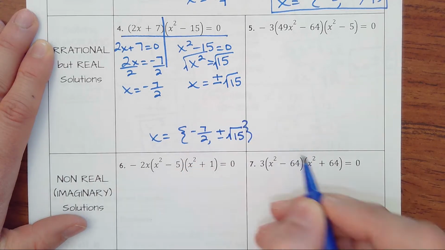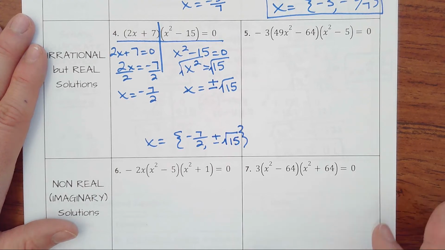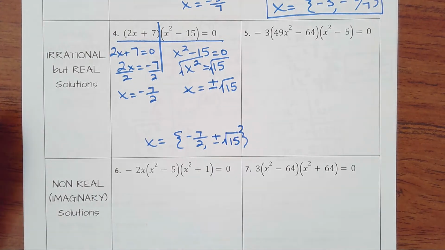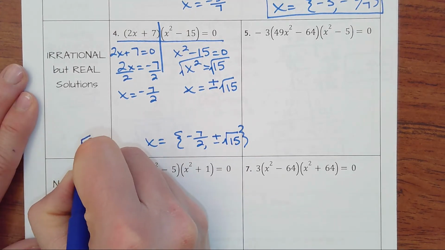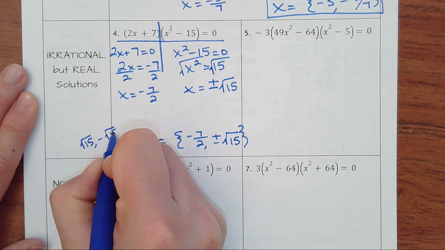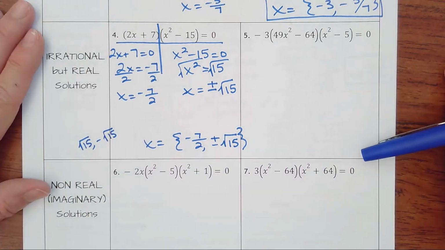There should be that little plus or minus button on Delta Math. If not, you could put them in as two separate answers where you have square root of 15 and negative square root of 15. Either way is fine.